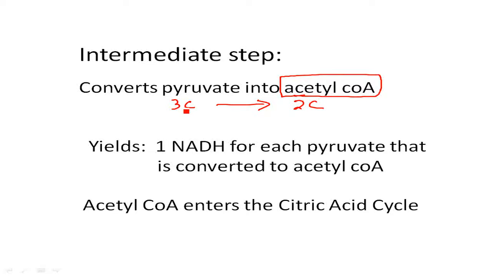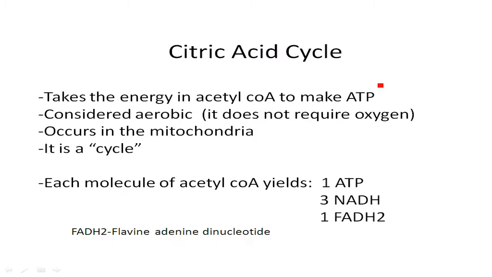Well, when we go from a 3-carbon molecule to a 2-carbon molecule of acetyl-CoA, we're going to make more NADH. So again, we've stored some more energy right there. Well, now we're going to take this acetyl-CoA and we're going to send that through the citric acid cycle. And so that's our second step, so let's go and see what we're going to do there.